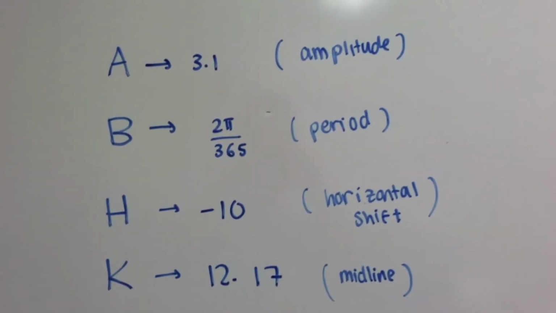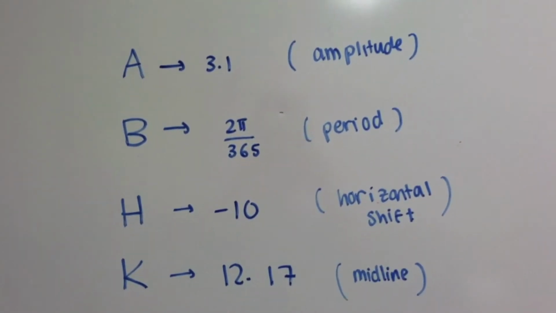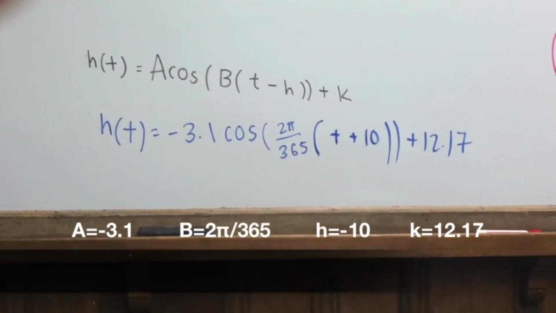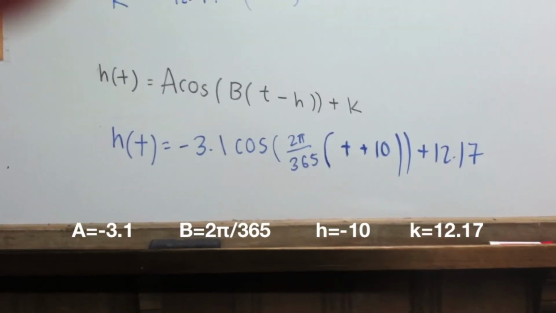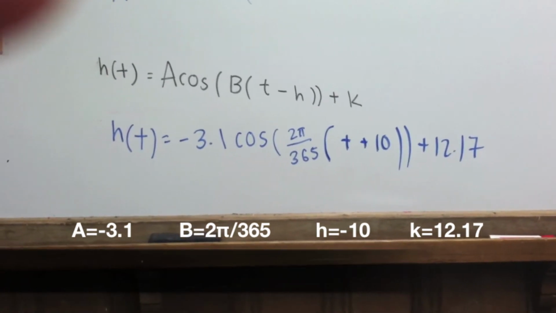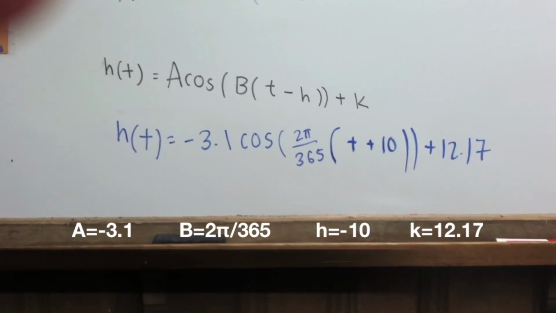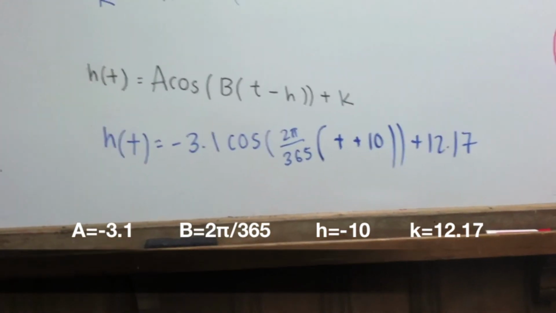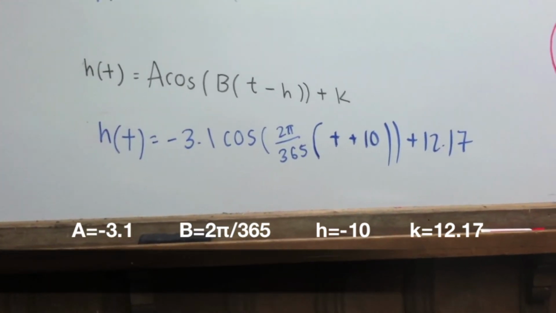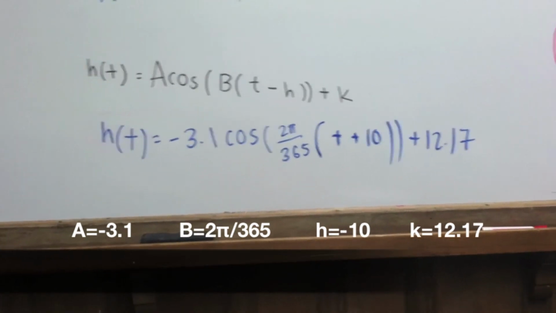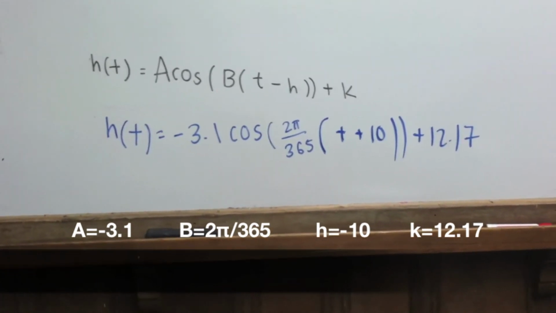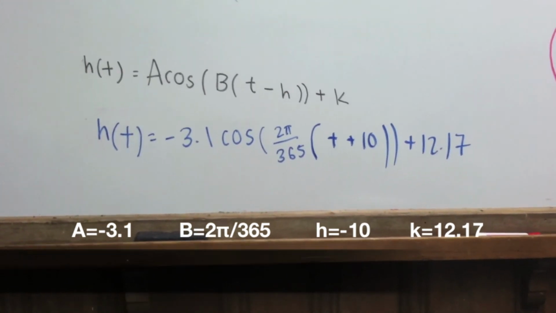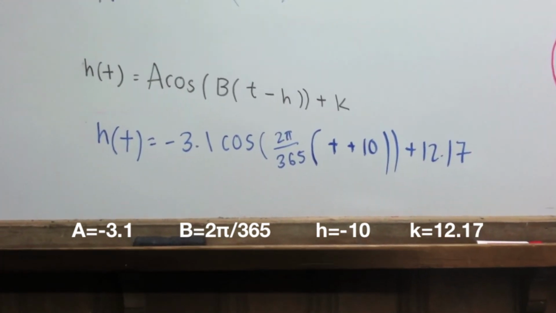After finding all these parameters, we are finally ready to determine our equation. So using the basic equation, h of t equals a cosine b of t minus h plus k, we can use our parameters to fill in this equation. Since it's starting in the beginning of winter when the hours of daylight are the fewest, we would start from the minimum, making the cosine function negative. After plugging all the values in, we get this equation.